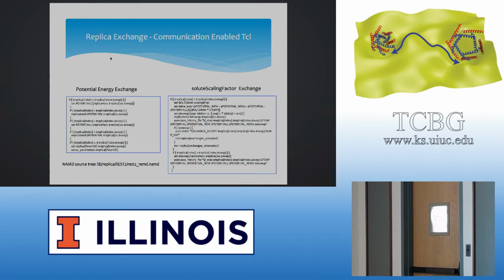To swap means the exchange is accepted. Each accepted exchange will be recorded for each replica and output instantly to a standard error file. So in NAMD, once you run REST2 or another replica exchange-based method, please also keep a close eye on the .err file. That's the standard error file of NAMD. That file will instantly tell you the current acceptance ratio.